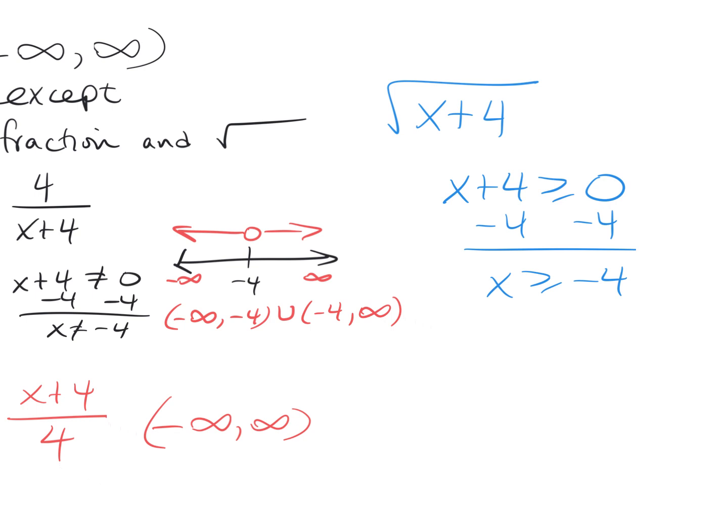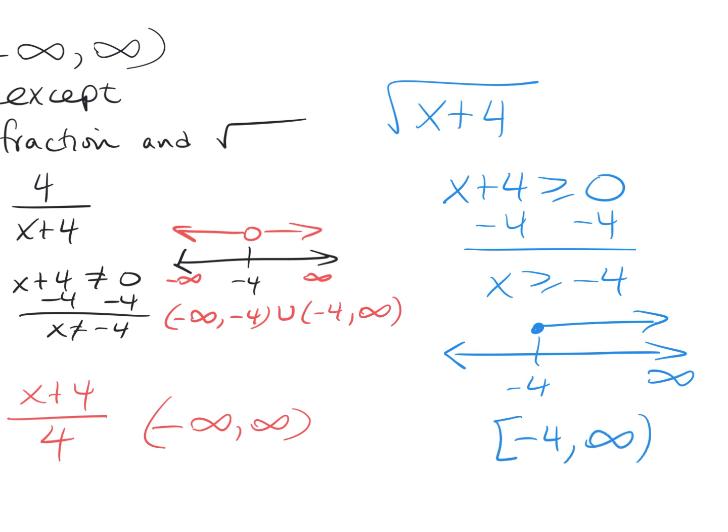And then in interval notation, or if you look at it on your graph, this would have been a closed circle and then all numbers greater. So then it's going to be a bracket around the -4 going to infinity. So that's when it's just a radical.